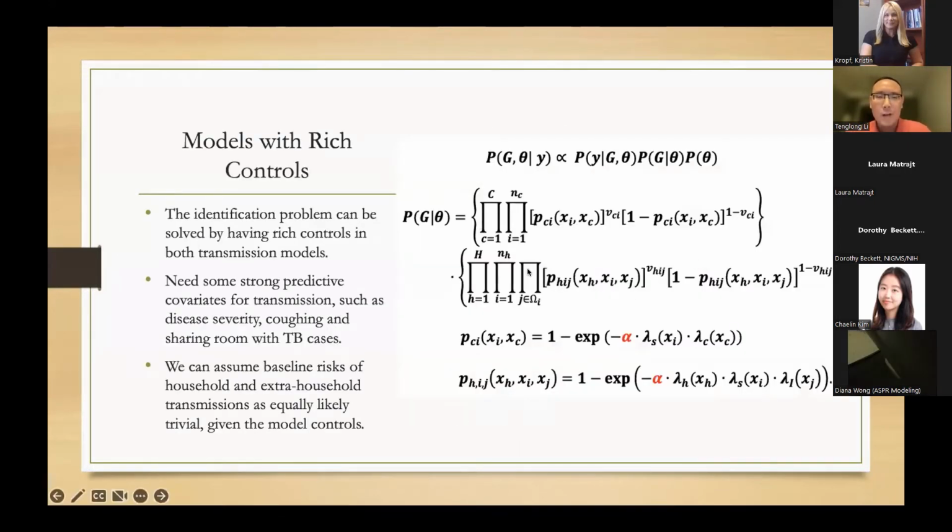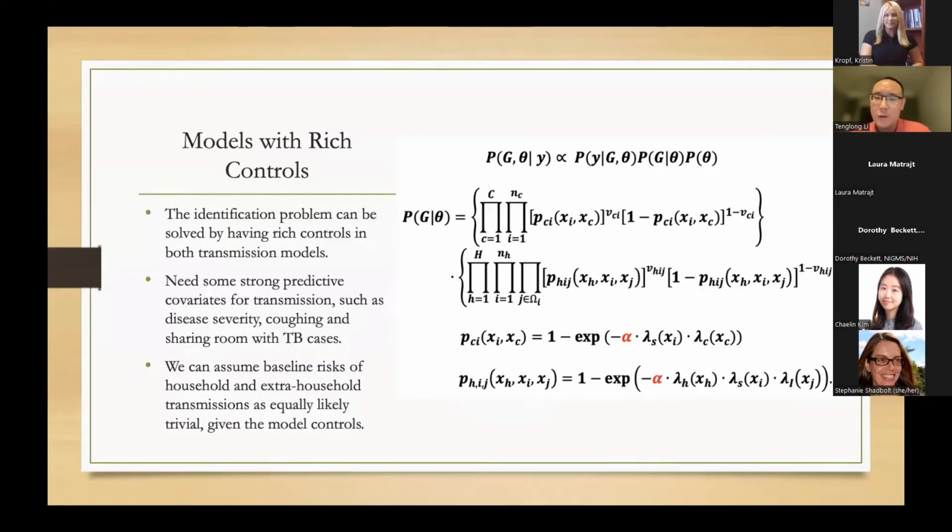Here is the first scenario. We consider models where you have really good measurements, or really powerful predictors of transmission. The first line is usually just a Bayesian model. We have the posterior distribution P(G, theta), where G represents the graph and theta is the model parameters. The first component, P(Y | G, theta), is a function that makes sure the graph you draw is consistent with the observed data, while P(G | theta) is the likelihood of your graph conditional on the parameter theta, and P(theta) is the prior. This likelihood P(G | theta) should have 3 main components.